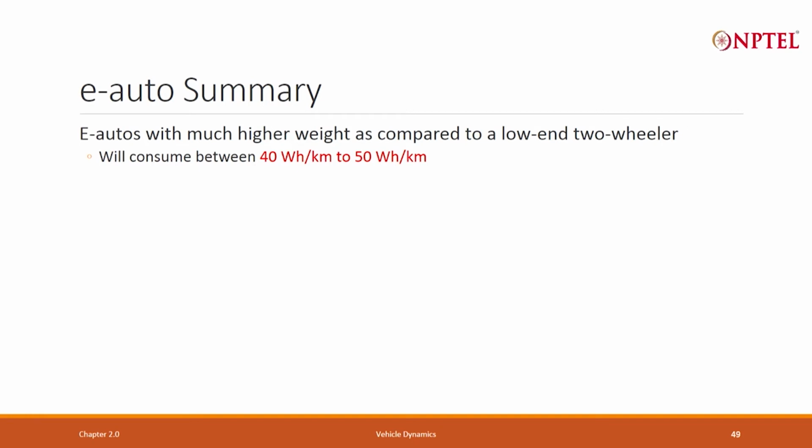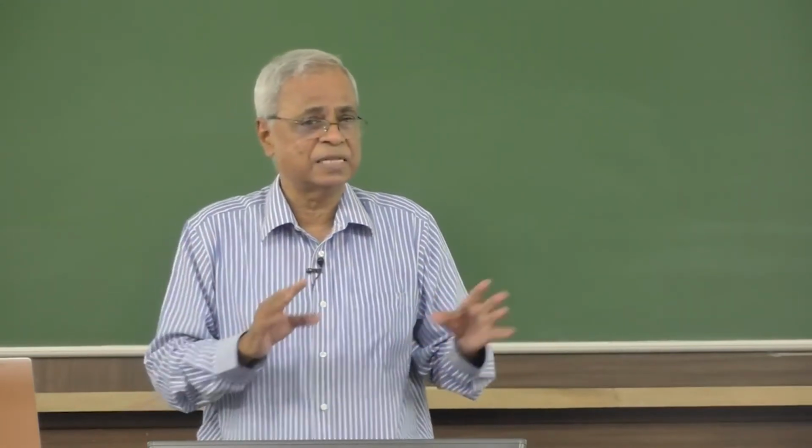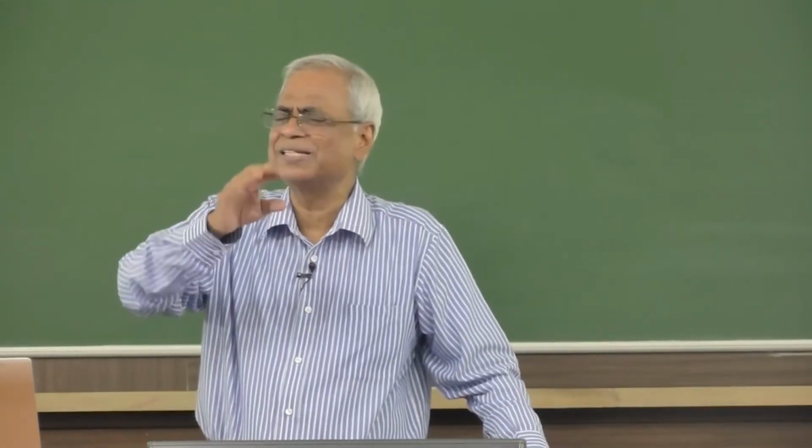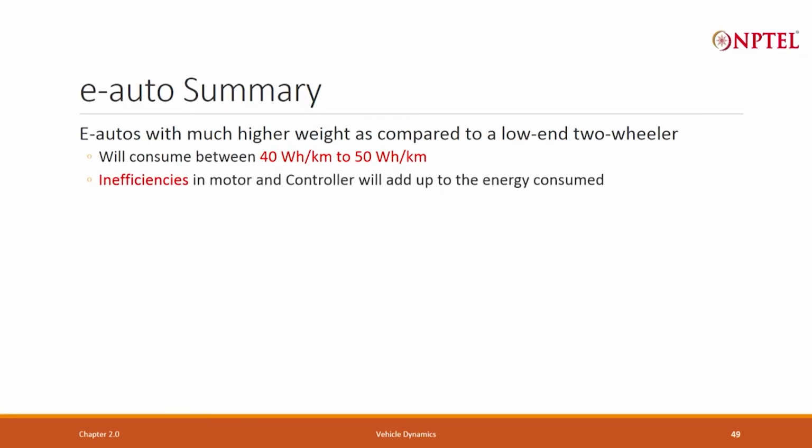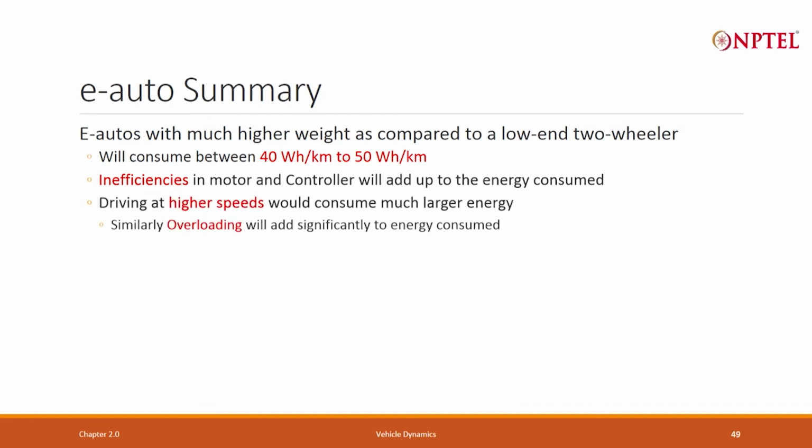As I told you, most of them today actually consume 45. Remember that 45 consumption is without lights on. If there is any such thing as lights etc. on, it is always extra, it is not counted as a standard thing. As I told you, inefficiency in motor control will add up the energy required. Driving at higher speed, you do not drive as per the drive cycle. If you drive at higher speed, you will consume more energy. If you overload a vehicle, you will consume more energy, and that is quite common in India.